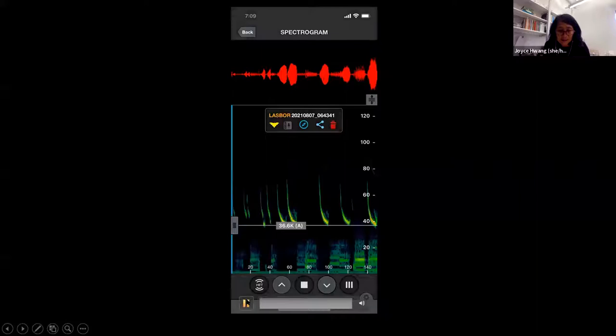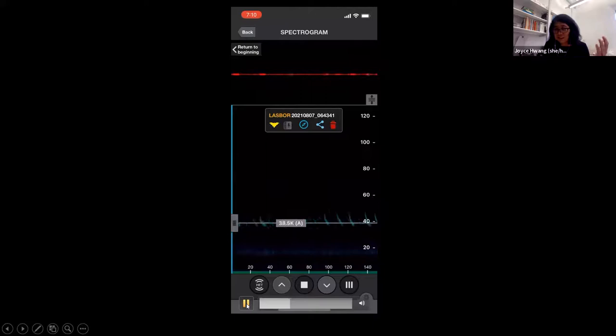Can you hear this? Yes. Okay, so this is what bat sound sounds like when you just collect it. So I have a lot of this type of stuff.